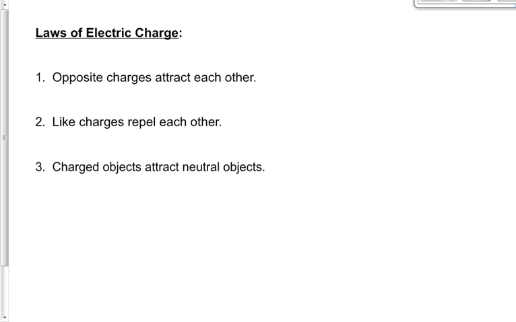Like charges repel each other. It means positive repels positive. Or if you don't know what that word repels means, pushes away. Positive pushes positive. Positive pulls, I should say, negative. Opposite charges attract. Negative pushes negative. Like charges repel.